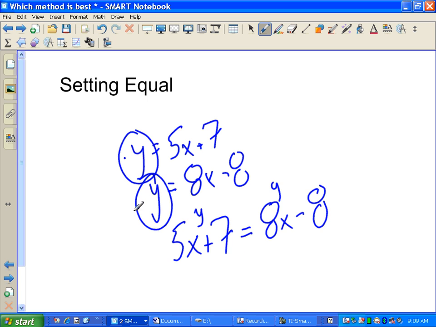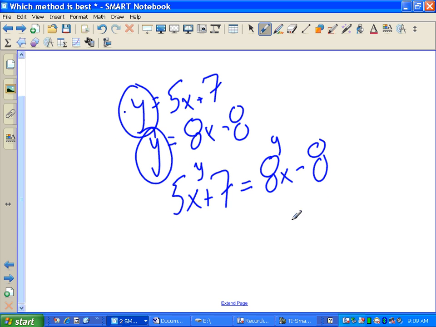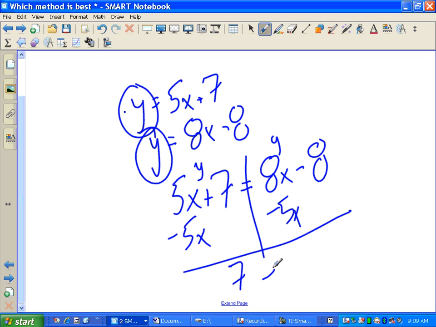And then our strategy is just to get the letters on one side, the numbers on the other. Subtract 5x. Subtract 5x. For some reason you guys love the bar, so we'll put it in there. 7 equals 3x minus 8. Add 8 to both sides. 3x is 15. Lo and behold, x equals 5.